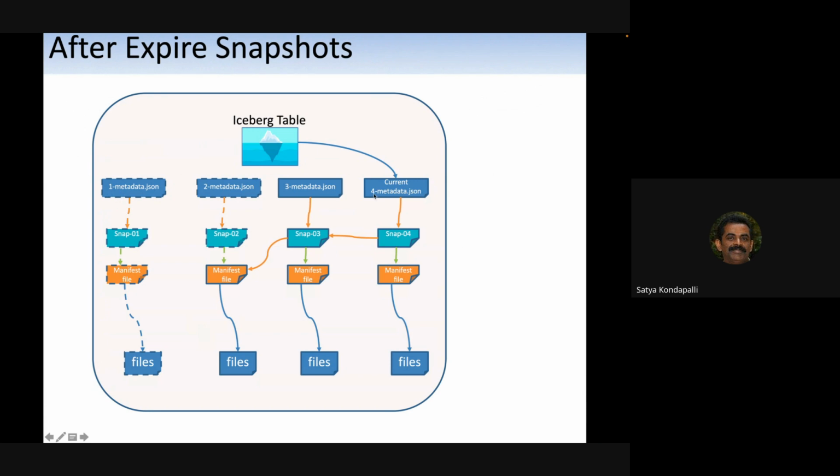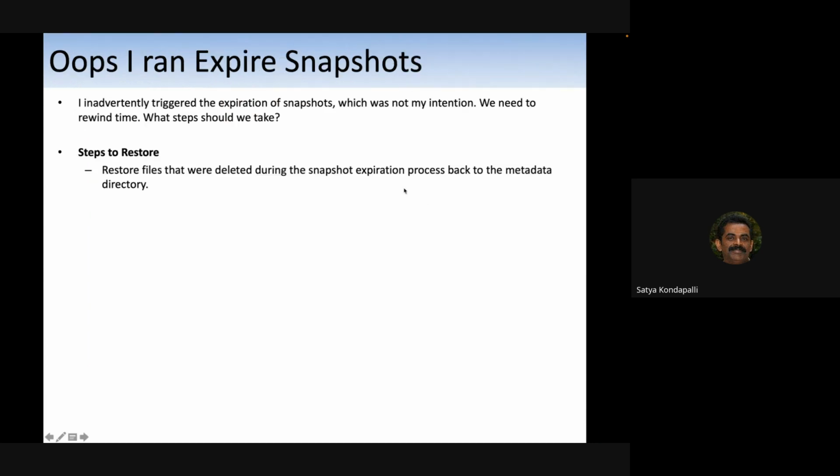And also remember, you need to remember the most recent metadata JSON, because when you expire, it's going to create a new metadata JSON, right? So make sure that you have this metadata JSON. Then restore the files that were deleted during the snapshot expiration process back to the metadata. That means you need to have a process, right? As part of your expire snapshot, a backup procedure of your metadata.